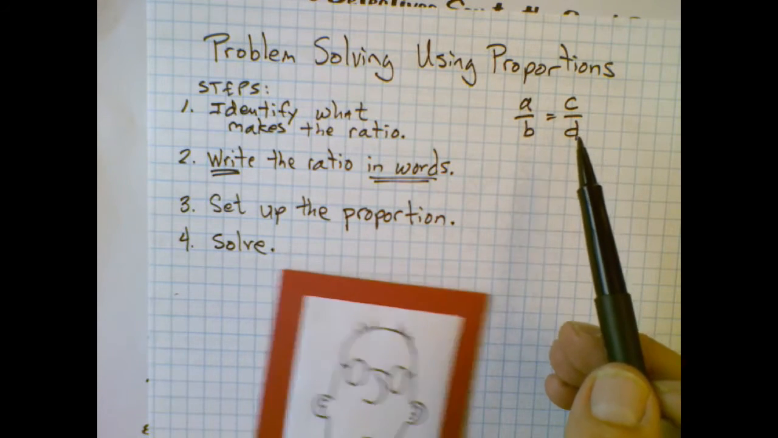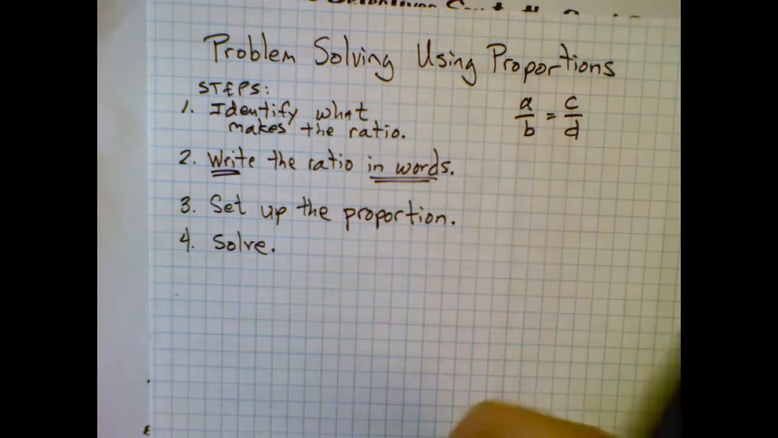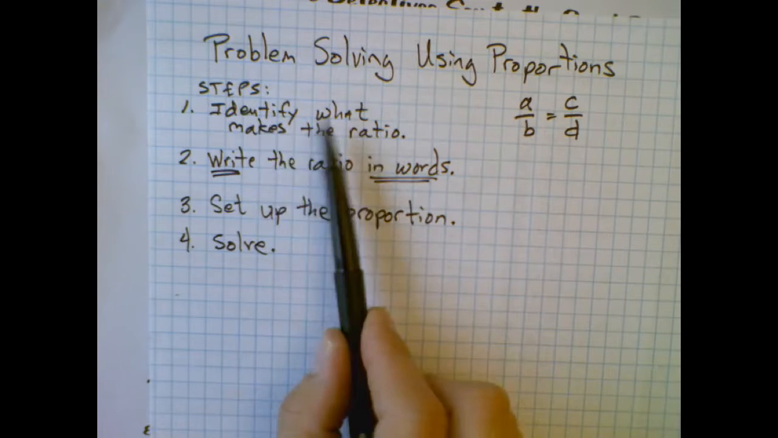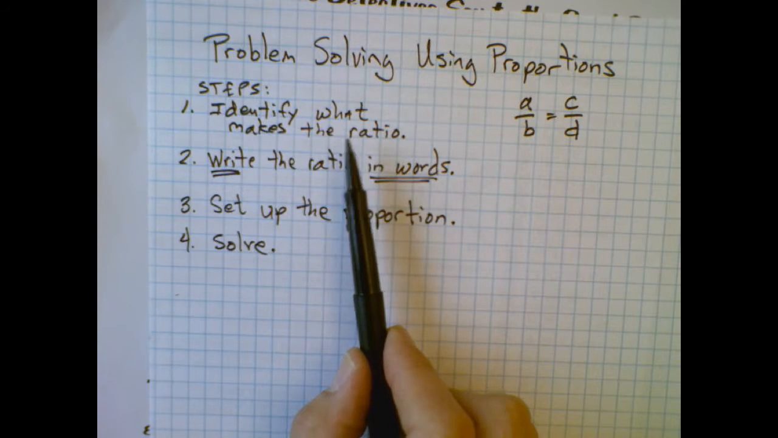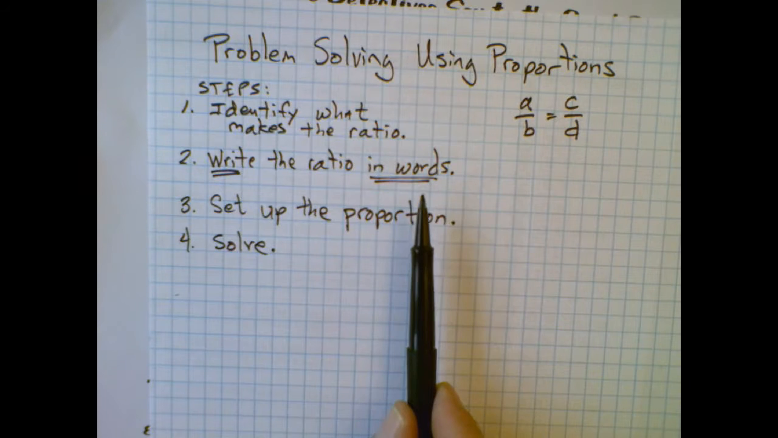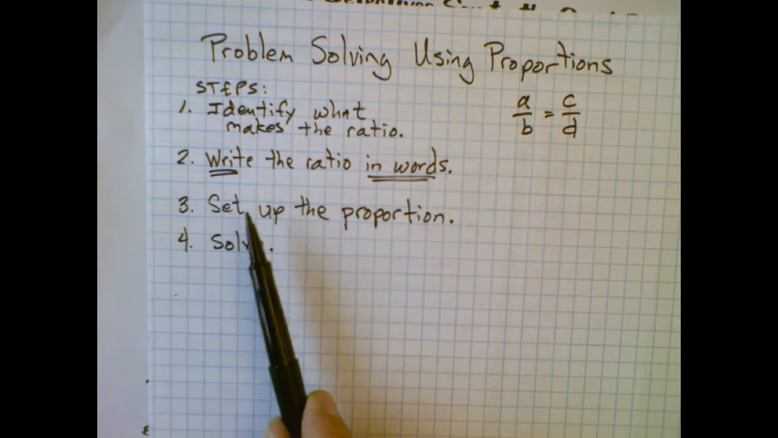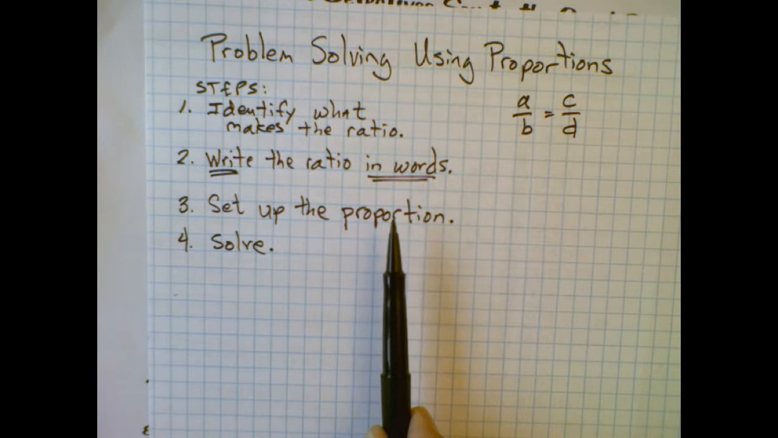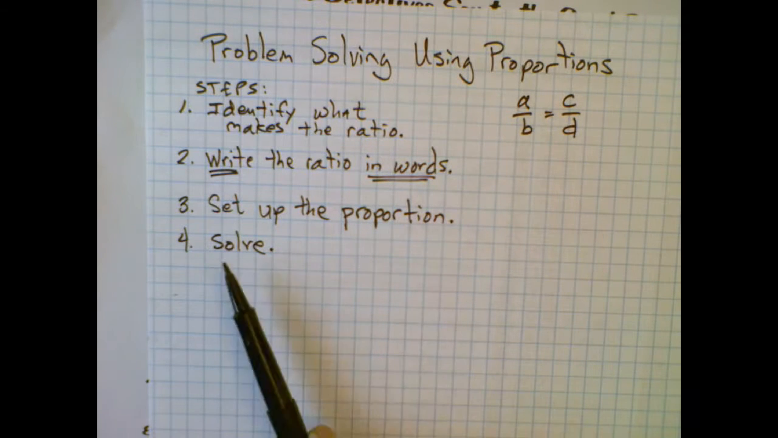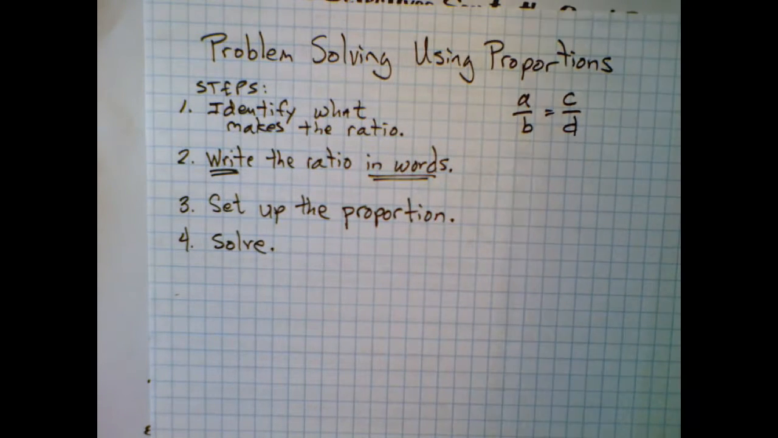And the steps we're going to take in order to do this is we're first going to identify what makes up the ratio in the problems. Then we're going to write the ratio in words. This is critical because it helps us do number 3, helps us set up the proportion correctly, and then once we have it set up, we can solve it. So let's look at some examples.